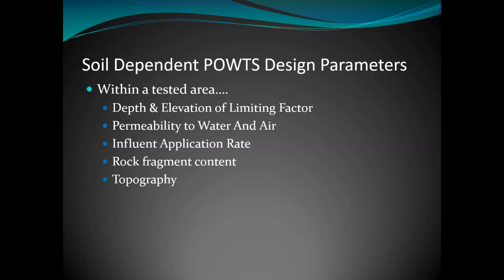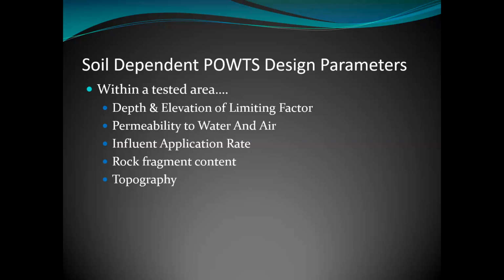So within our area, what are we looking at? We're trying to determine the depth and elevation of our limiting factor, whether we encounter something or just the depth of our pit. We're trying to determine permeability, not only to water or long-term application rates, but also to air. We want to see, can air get into that system or not? Our influent application rate ties in with the permeability. Not only where is it going to go, but how many gallons per day are we loading it at? Rock fragment content: do we have rocks out there or not, and do we have to do something different? It might tie in with our application rate.